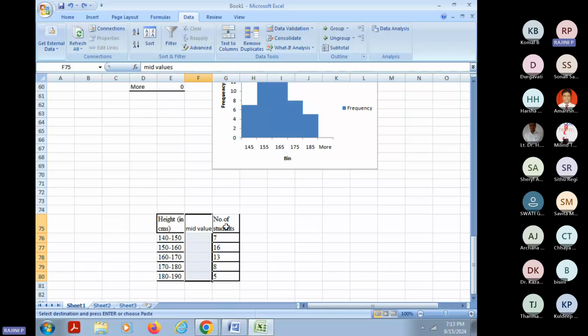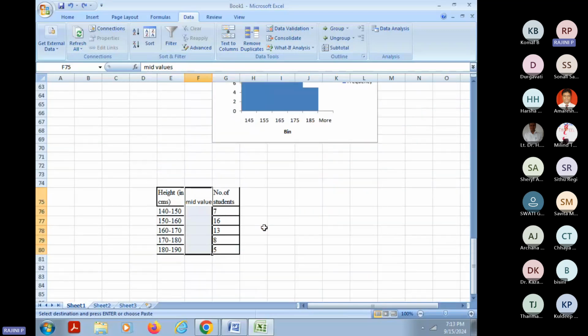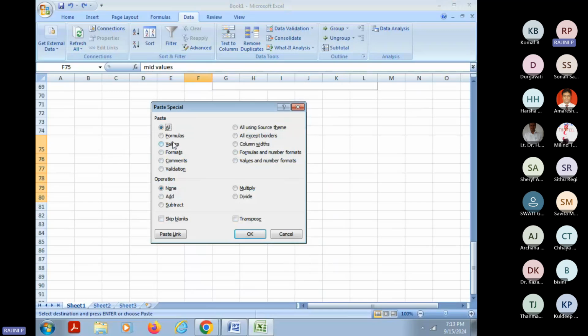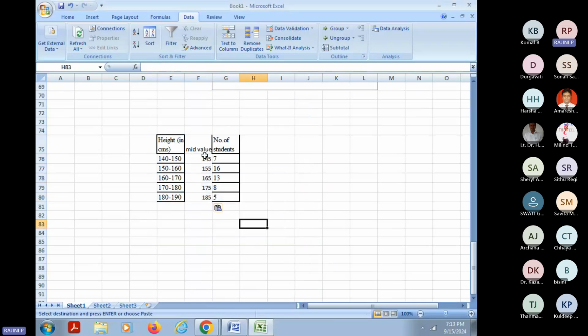So that's what we do. Here, select the data and right click, paste special, click on values. Then okay. Now you got the values.